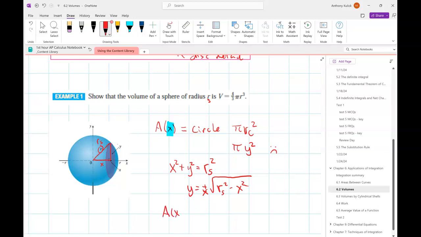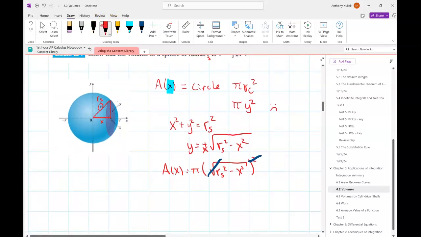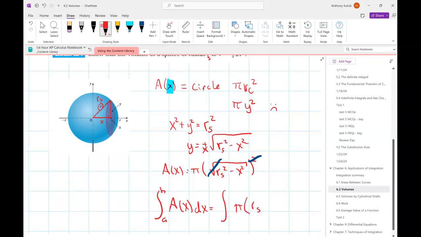So my cross-sectional area then is pi, and then r squared. And the squared can just cancel the square root. So now I'm ready to write my integral. So my integral from a to b of A(x) dx is going to be the integral of my A(x), which is pi times r squared minus x squared dx. And then I just have to figure out the bounds, my a and b.